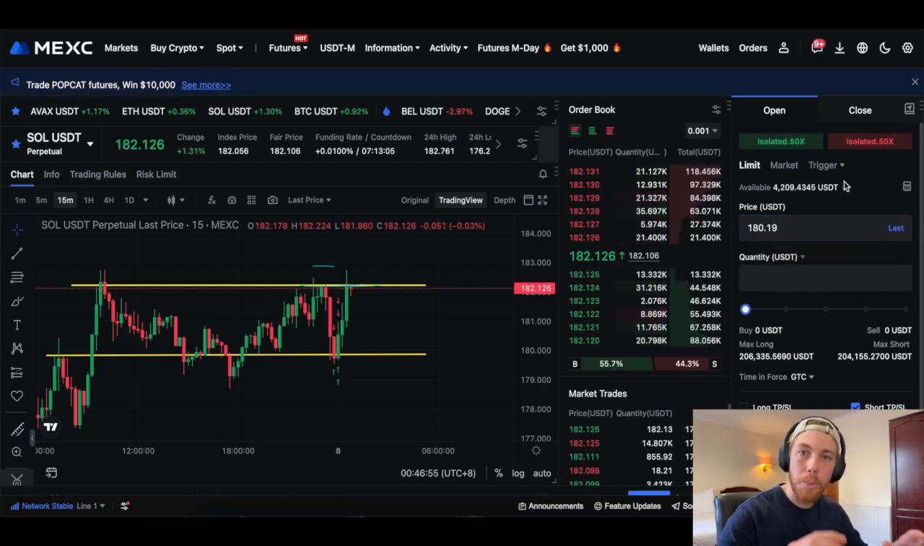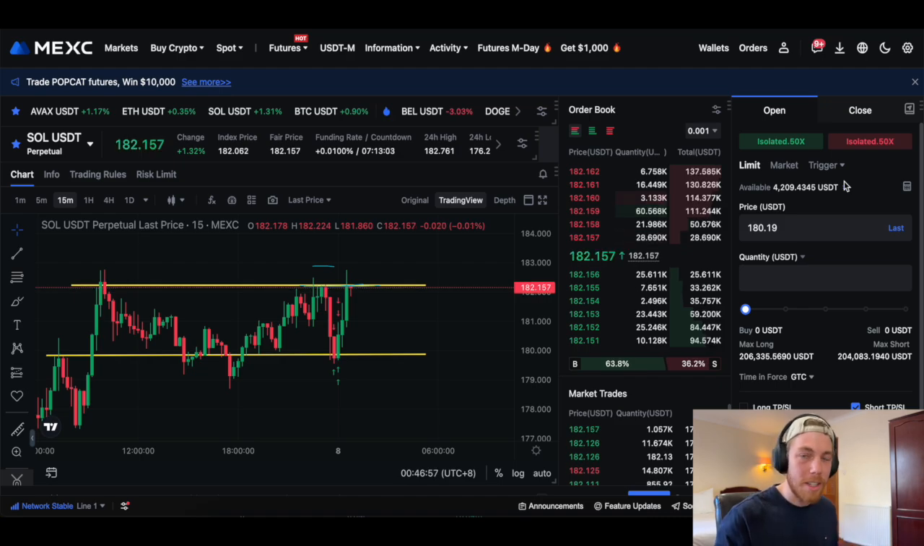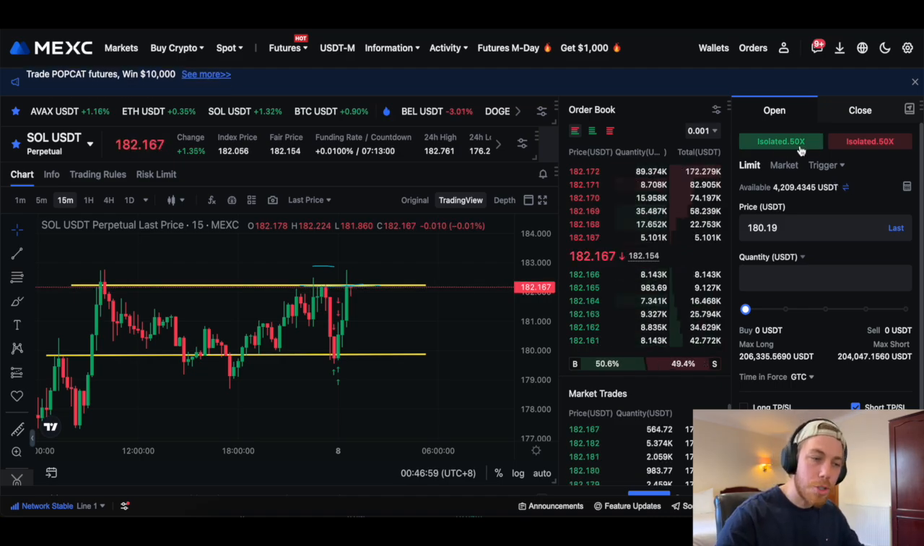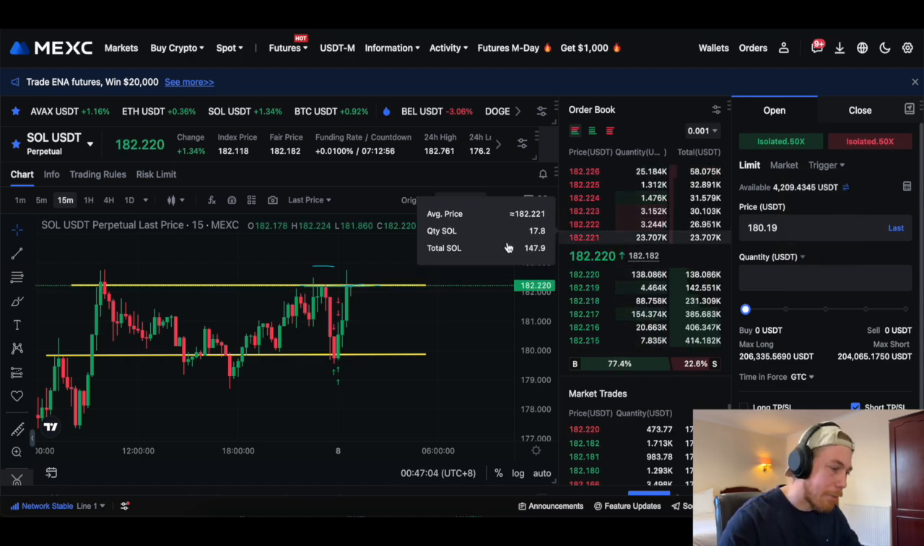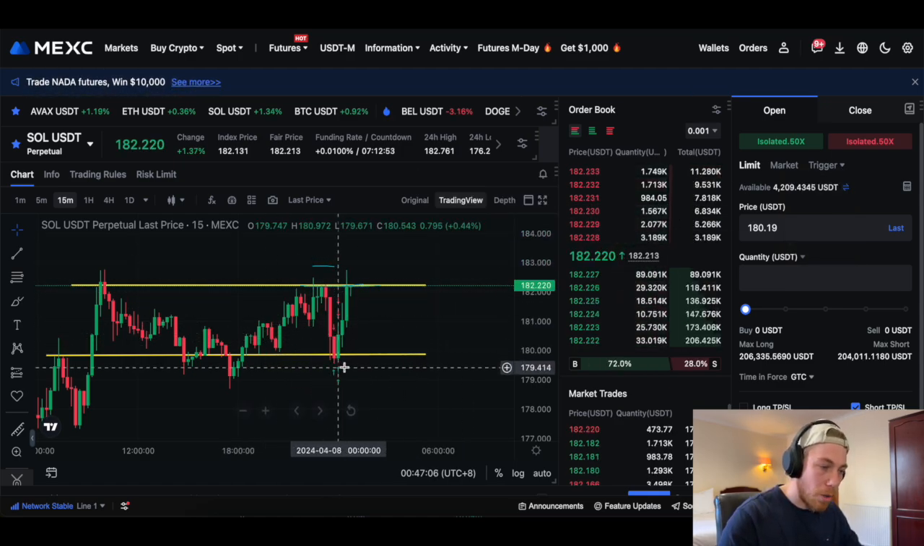Now, obviously, I would advise, please, this is not financial advice, guys. This is for education purposes only. Please trade on a really low leverage until you really understand how this works, because it is super risky trading leverage.